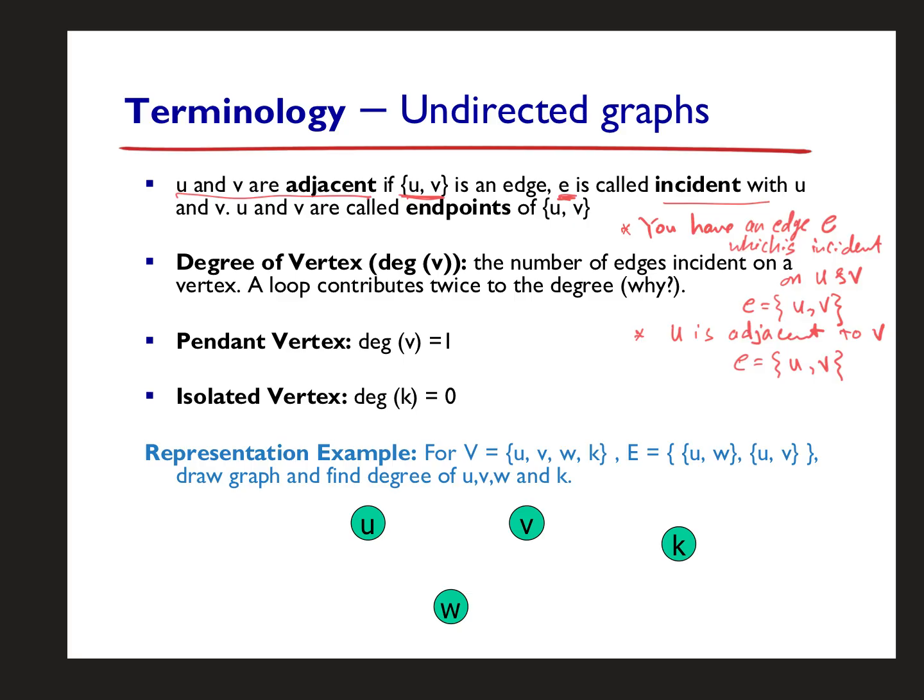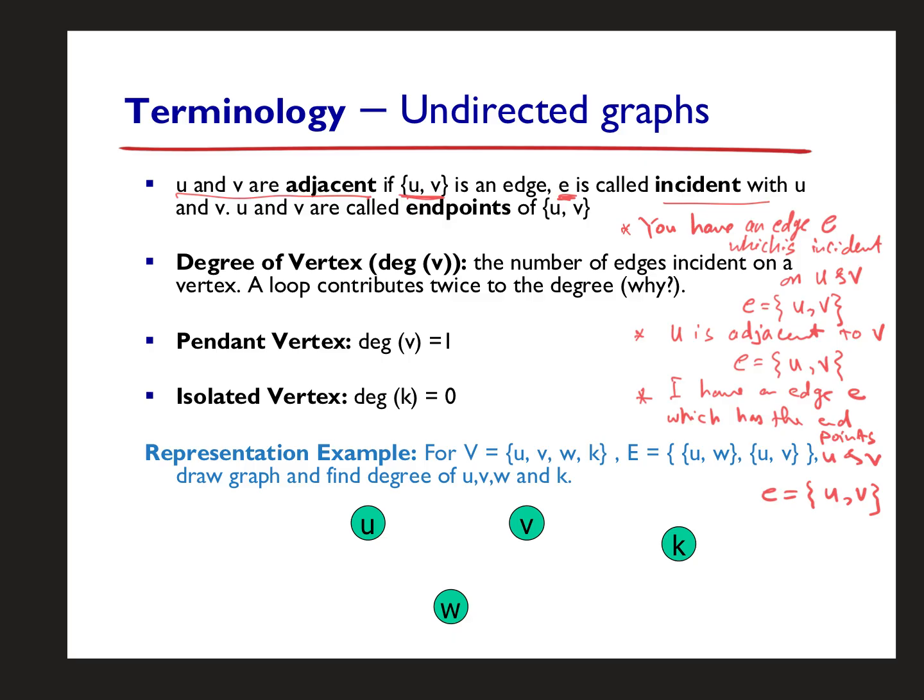Similarly, if you say that I have an edge E which has the endpoints U and V, then this means that E is UV. So all these statements are telling the same thing. I have some edge E, which is incident on the two vertices U and V. This means that the edge that you have is the UV edge, right?